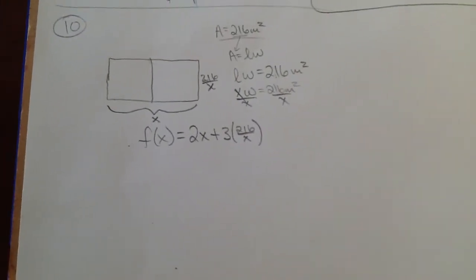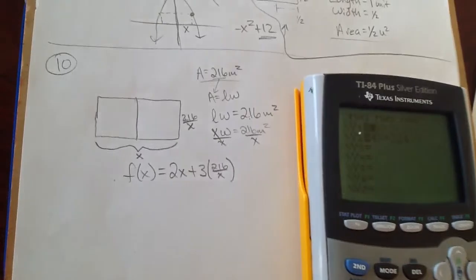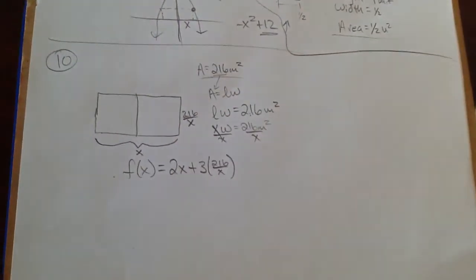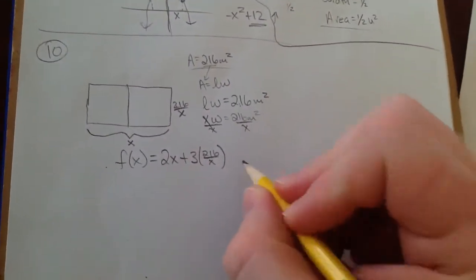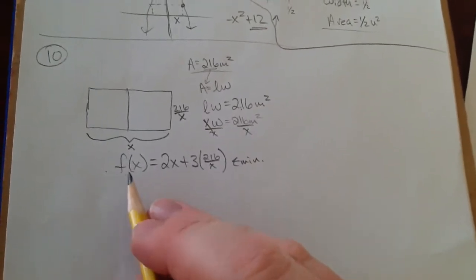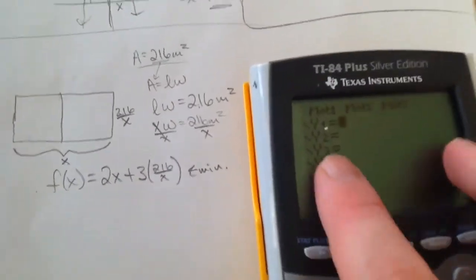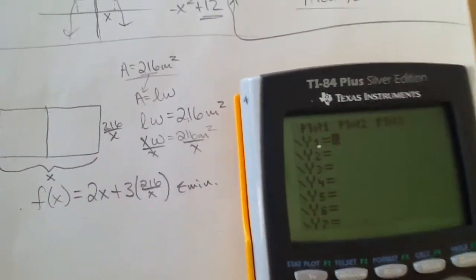This is a calculator one, so we'll actually do it as a calculator one, just for a reminder. What am I trying to do here on this one, though? I'm trying to minimize this, right? We want a minimum, because we want the least amount of fence possible. We don't want to buy a bunch of fence. So I'll just graph that.